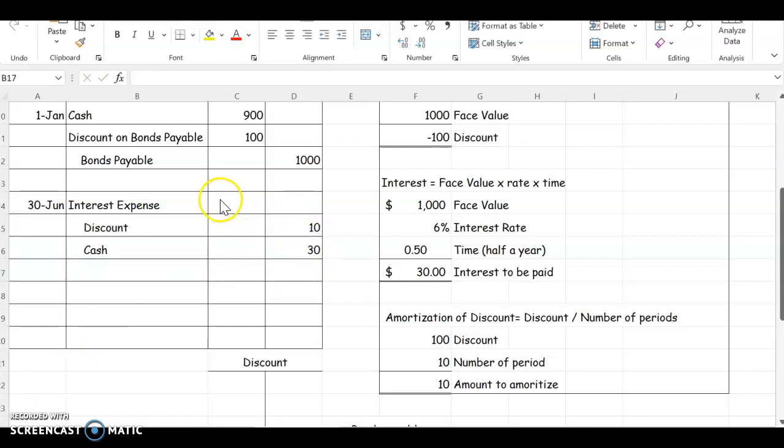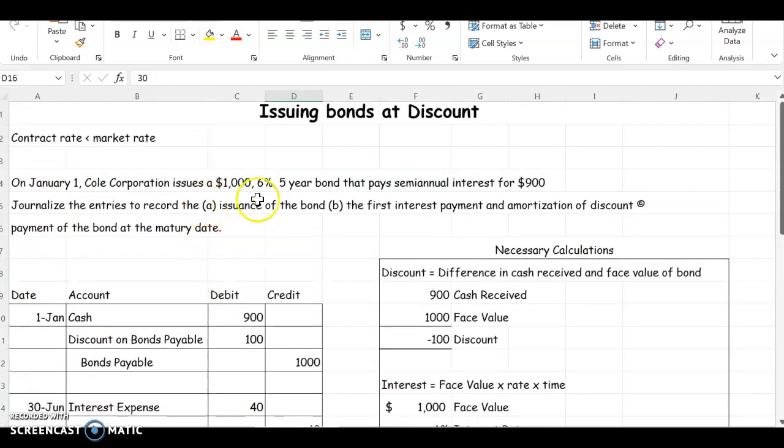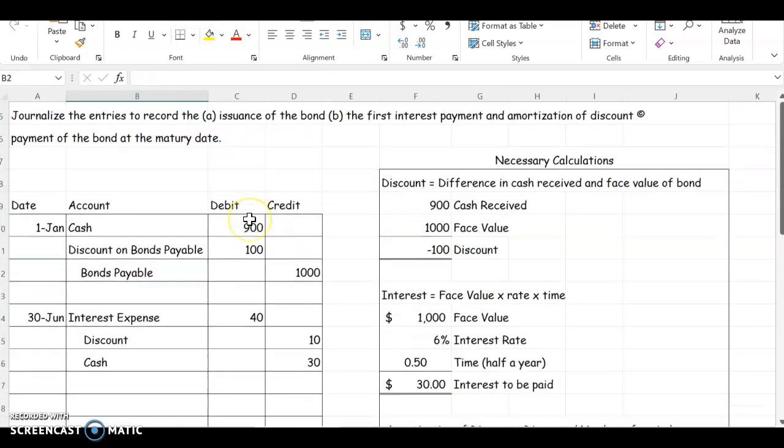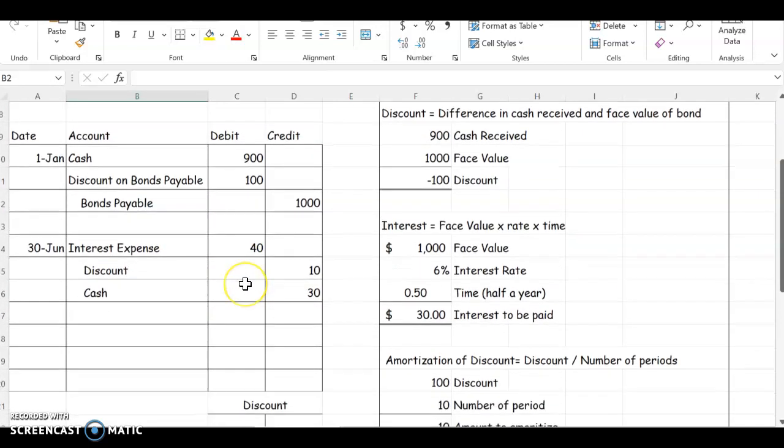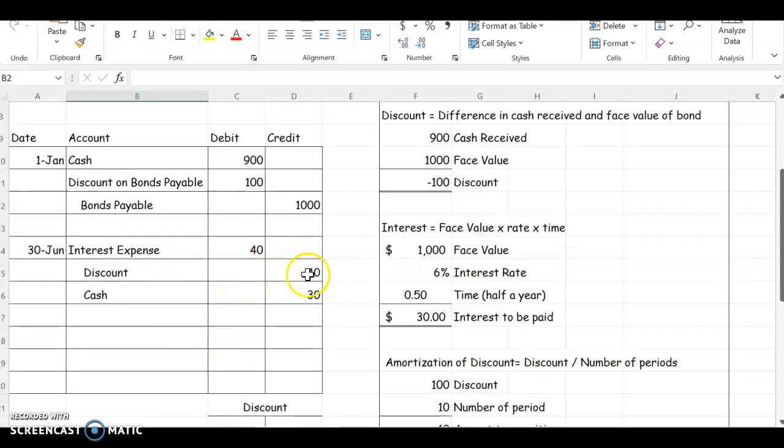Now, watch what that does to interest expense. It's going to make interest expense $40. It does not affect what the people got. The people got $30. But for us, that represents additional interest expense. And the reason is we sold that bond at a discount. The contract rate was less than the market rate. So for us, a discount adds to our interest expense.